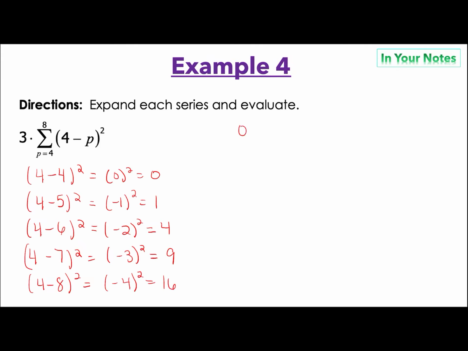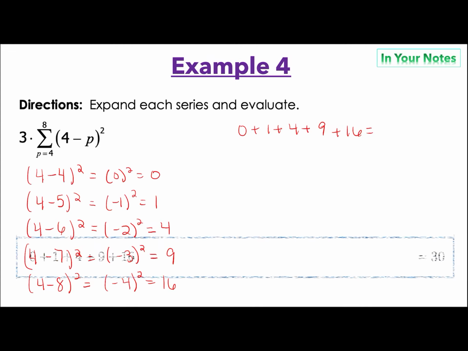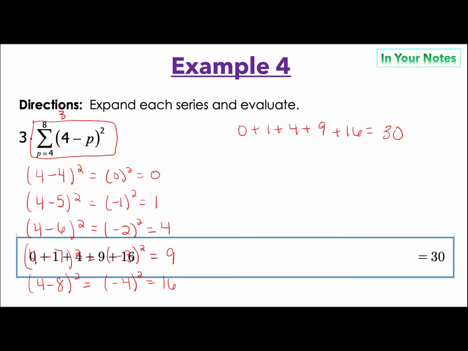So what we're going to do now is add all of these together. Remember, you add all your sums together. So 0 plus 1 plus 4 plus 9 plus 16 is equal to 30. Normally, we would say that's our answer. But what we just found was what this part equals. We found that this is equal to 30. So now it really says 3 times 30. So we have to multiply 3 times the answer. And 3 times 30 is 90. 90 is our answer for example 4.